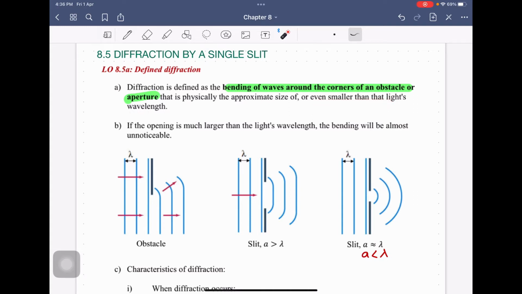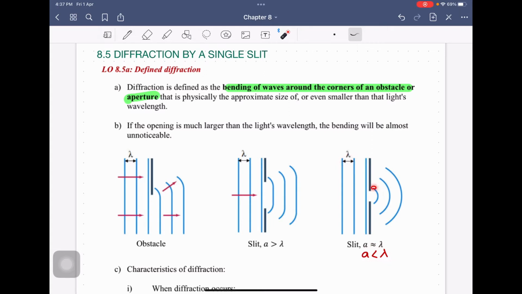Okay, so kalau kita ada opening which is much larger than the light wavelength, the bending will be almost unnoticeable. Okay, so kalau kita lihat kat sini, the opening of the slit obstacle kita, which is lebih besar daripada lambda. Okay, so the bending will be almost unnoticeable. Alright, tapi kalau A kita, kita punya single slit, distance of a single slit, lebih kurang sama dengan lambda ataupun less than the value of wavelength.